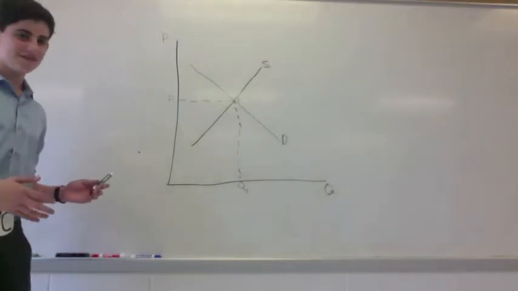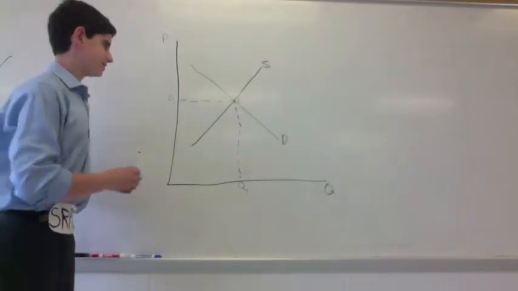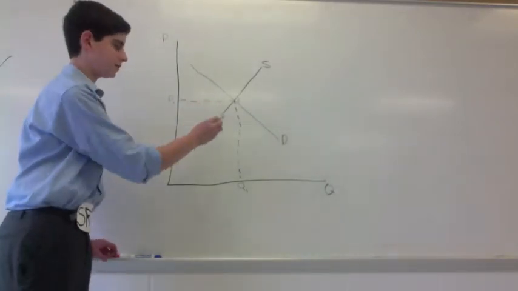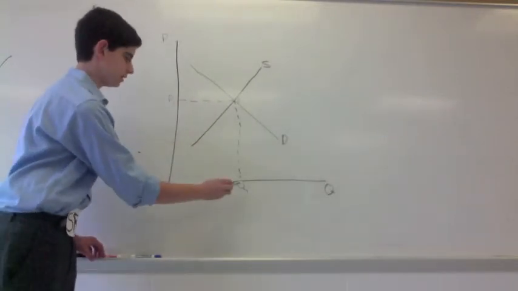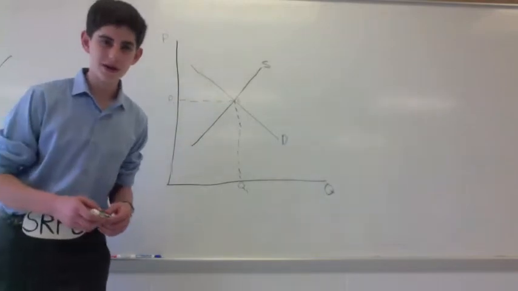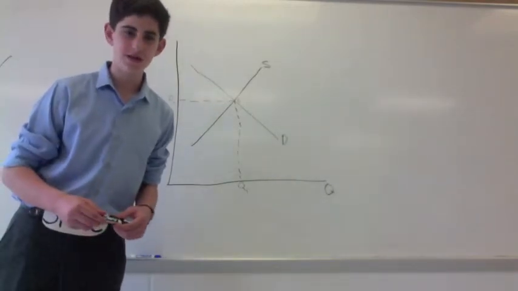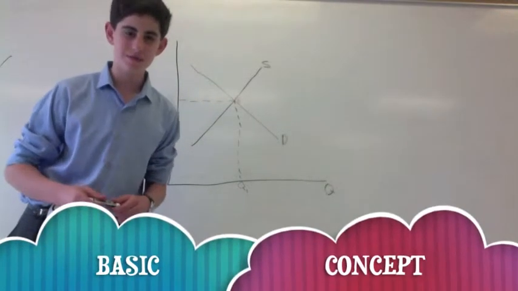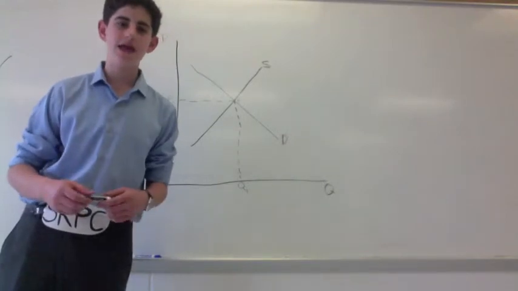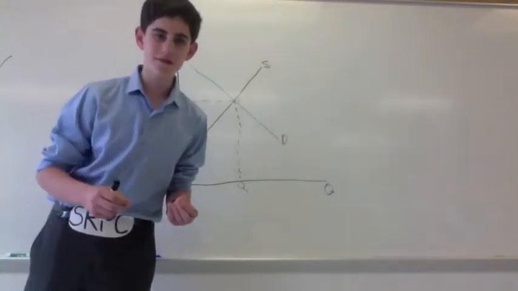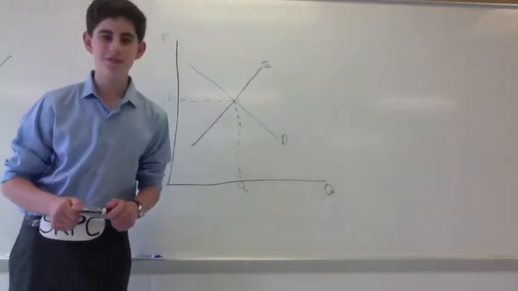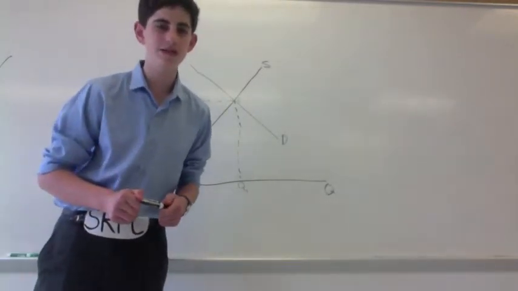Okay, so as you can see, I've finished up drawing the graph. What I've added in is a supply curve, which is upward sloping, a demand curve, which is downward sloping, and the equilibrium price and quantity. Now we're going to talk about the law of supply and the law of demand. They're both very simple. The law of supply says that an increase in price will increase the quantity supplied. What the law of demand says is that an increase in price will decrease the quantity demanded.